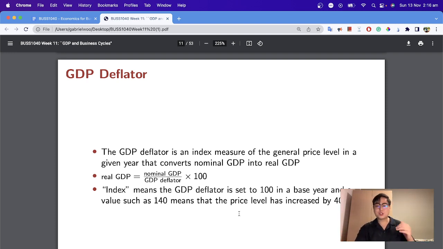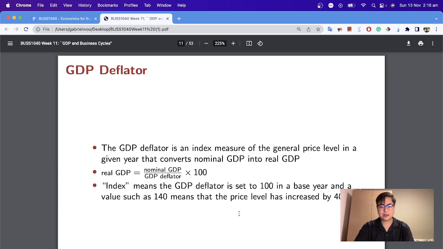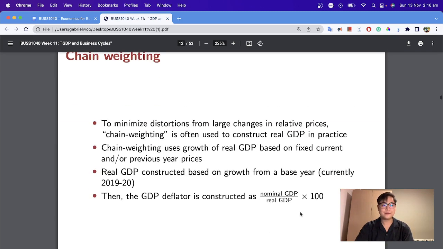So real GDP equals nominal GDP over the GDP deflator times 100. This index means the GDP deflator is set to 100 in the base year, and a value such as 140 means that the price level has increased by 40%, which is absolutely bonkers, ridiculous. 4% inflation would be considered high. That's 40%, you need to get out.